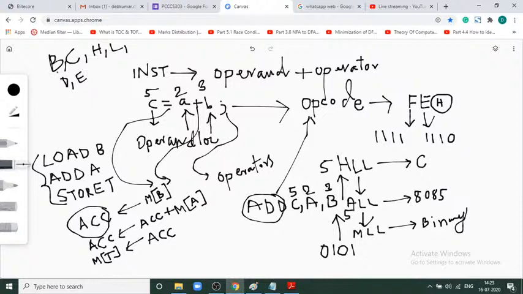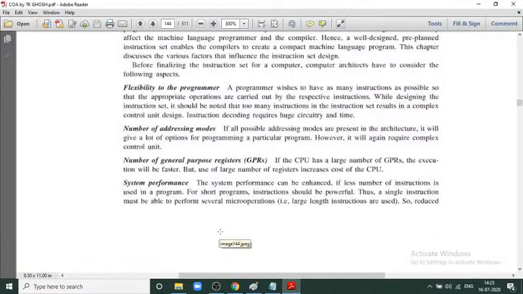B stands for base register, C stands for counter or carry register, H stands for higher order address register, L stands for lower order address register, D stands for data register, E also a data register. These are mainly general purpose registers. The more general purpose registers, the easier it is for us to write programs.